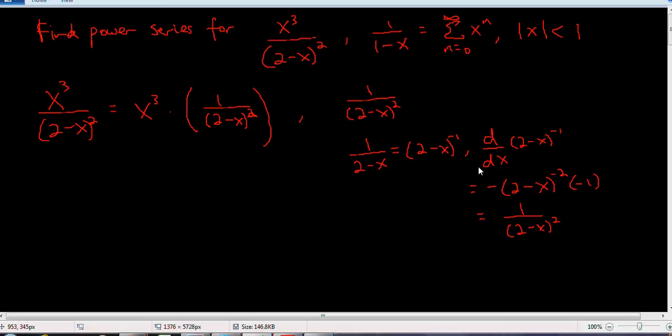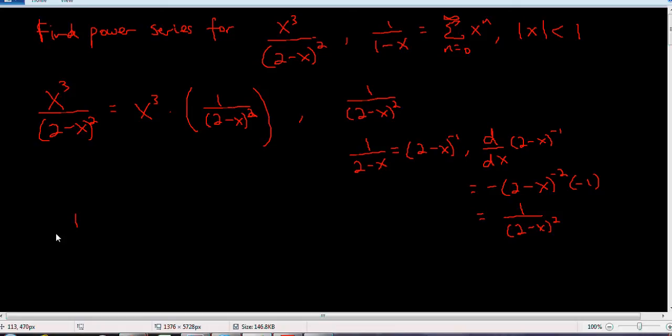Alright, so here's the picture so far. I have a function which is relatively easy to cram into this type of form. I can take 1 over 2 minus x, and I'll show you in just a minute how we can get this into this type of form. And if I take the derivative, I get something that's really useful for me in order to get the power series of what I eventually want.